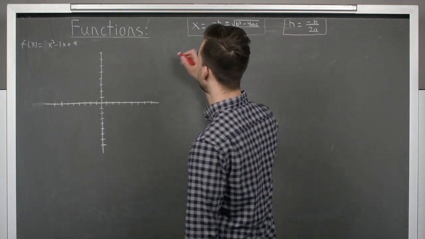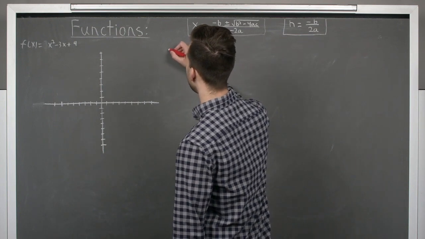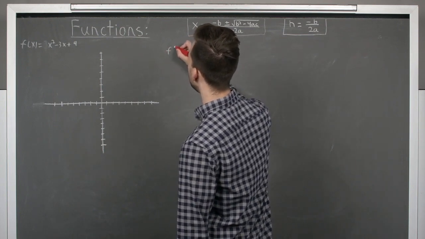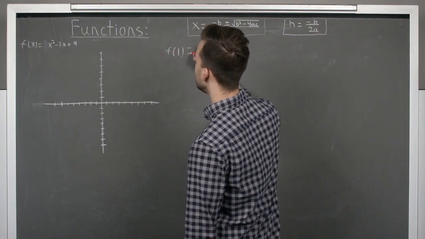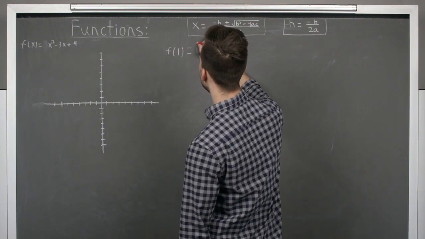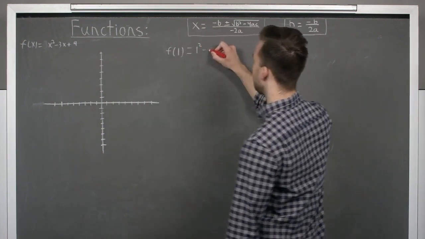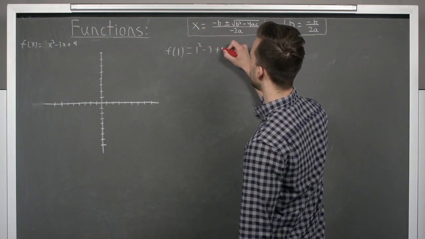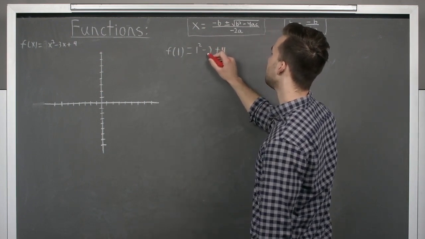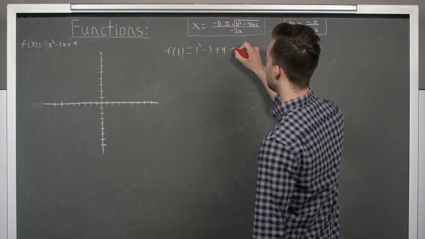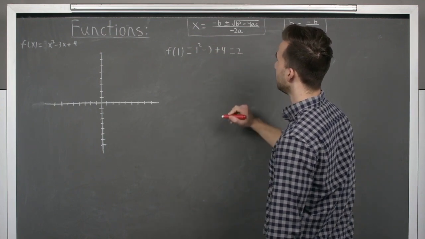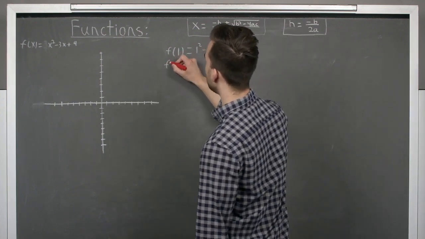So let's do one. Let's see, f of 1 is equal to, well, what's 1 squared? Minus 3 times 1 plus 4. So 1 minus 3 is minus 2. Minus 2 plus 4 is positive 2. Okay, so there's our first point.